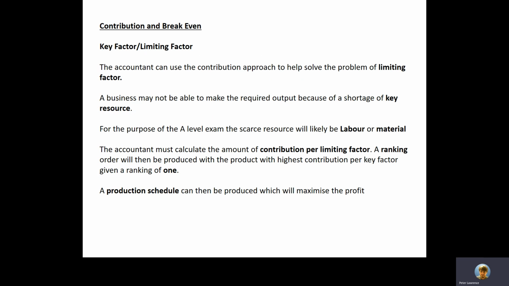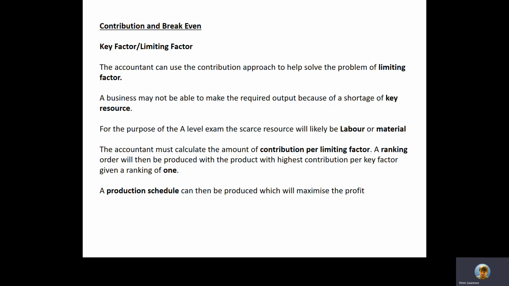Another way we can use contribution is through looking at key or limiting factors. Limiting factors occur when there's a shortage of a key resource. Now that's in your exam going to be either labour or materials. So you either don't have enough staff hours or you simply can't buy enough material to make all of the products that you want to make.